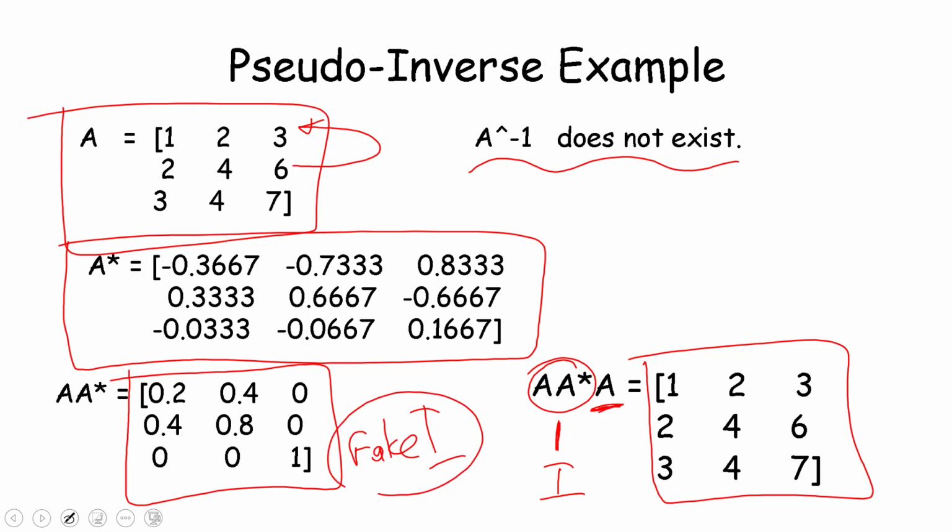This fake identity matrix only has this property when you multiply it with the matrix that was used to generate it. If you were to multiply this fake identity matrix with a different matrix, you are not really guaranteed to get B back.